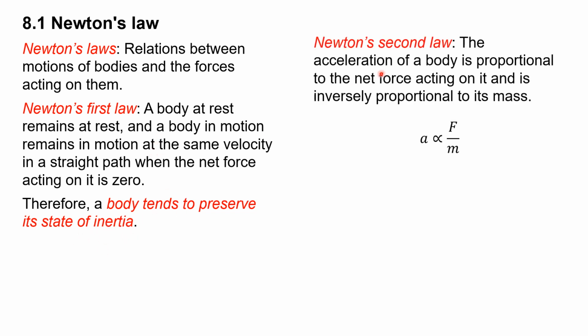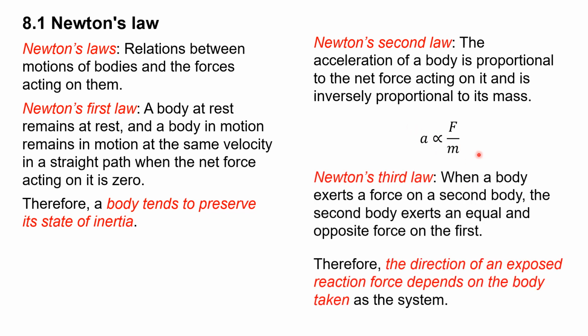Newton's second law says that the acceleration of a body is proportional to the net force acting on it and inversely proportional to its mass. According to this relation, the acceleration is directly proportional to the force, meaning if the acceleration increases, the force increases, but it is inversely proportional to the mass. So acceleration increases when the mass is reduced. It will be opposite.